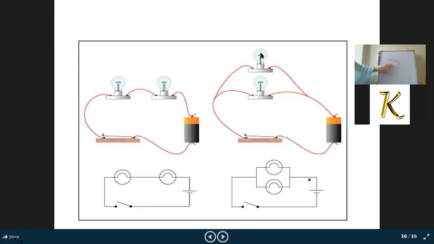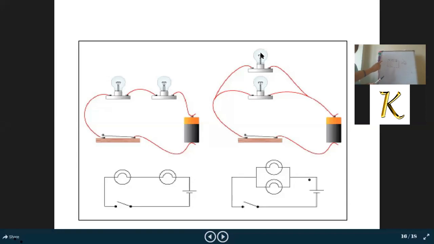When we are not connecting it to the potential difference, these free electrons move randomly, zigzag, in any direction, right? They move randomly, in any direction.